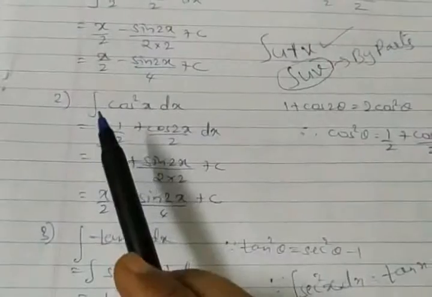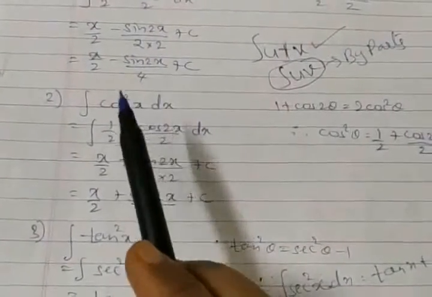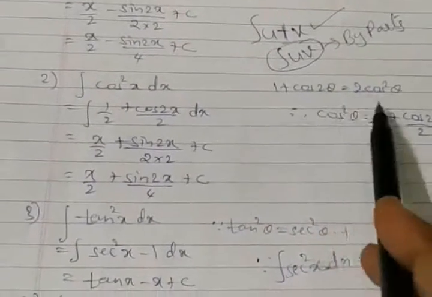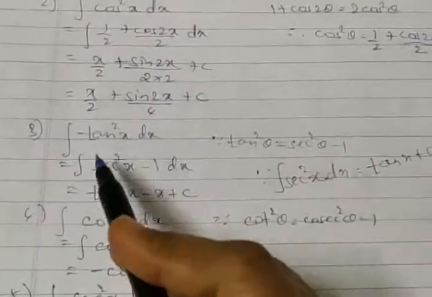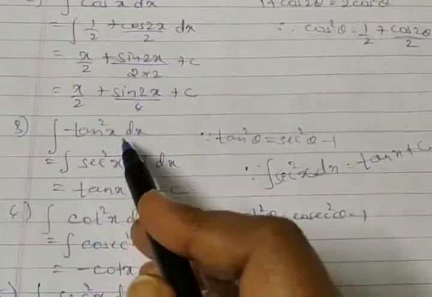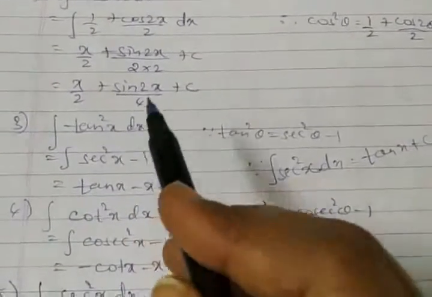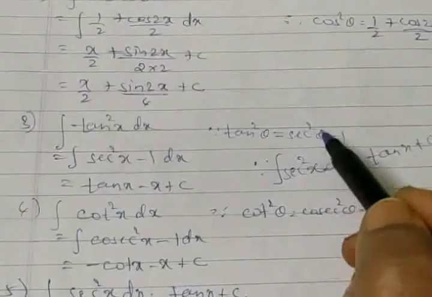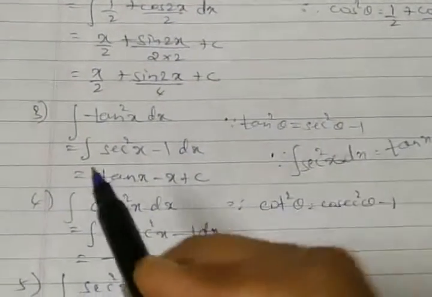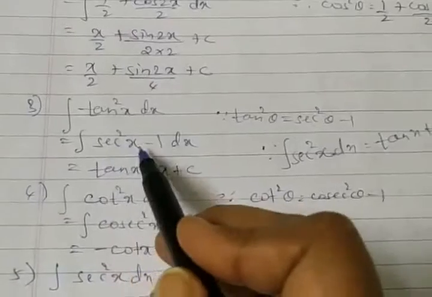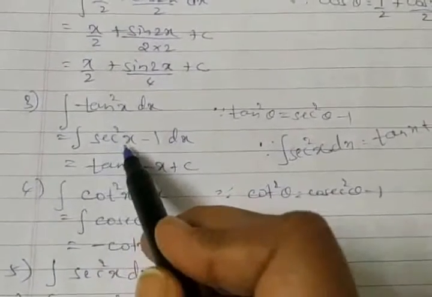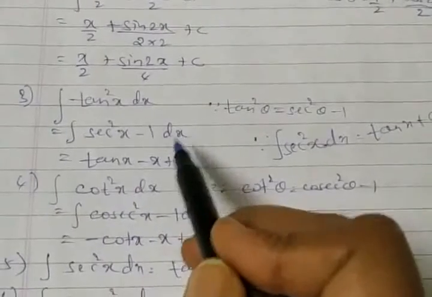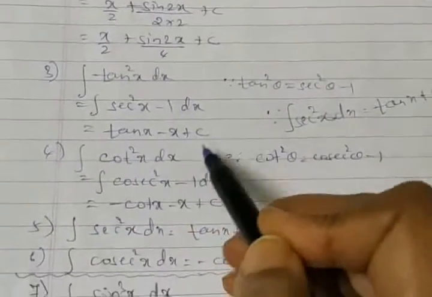Whenever we find the integration of cos square x, we have to use the formula 1 plus cos 2 theta is equal to 2 cos square theta. Whenever we have the integration of tan square x with respect to x, we have to use the formula tan square theta is secant square theta minus 1. So this has been taken here. We have the integration of secant square x minus 1, and the integration of secant square is tan x. Minus 1 I need to integrate with respect to x, so balancing it, we have minus x plus c as the answer.